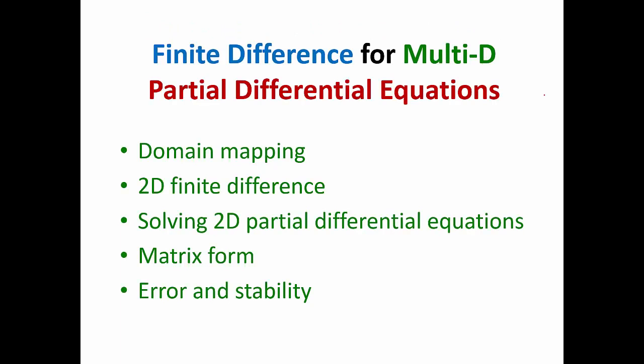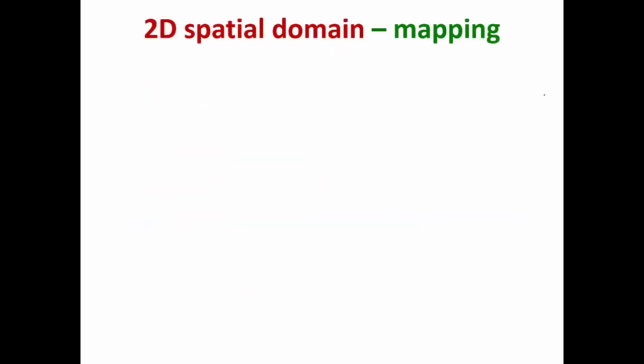And then, once we map a domain into a rectangular domain, we are going to study 2D finite difference on the rectangular domain. And then we're going to be talking about how to solve two-dimensional partial differential equations with finite difference, what the solution method looks like in matrix form, and error and stability in 2 dimensions. Okay, so first of all, domain mapping.